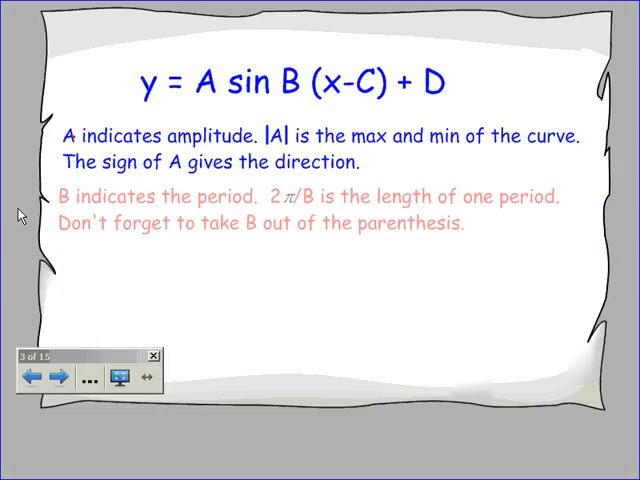Let's look at B. B indicates the period. The period is 2 pi over B. That's a little formula. So these two things are kind of like little formulas. That one and this one, 2 pi over B. That's the length of the period. The period is the length that it takes for sine to make one complete phase, which is one rotation, like from 0 to 360 degrees, or from 0 to 2 pi. Okay? One complete phase. So, the period is 2 pi over B, and please don't forget to take B out of the parentheses.